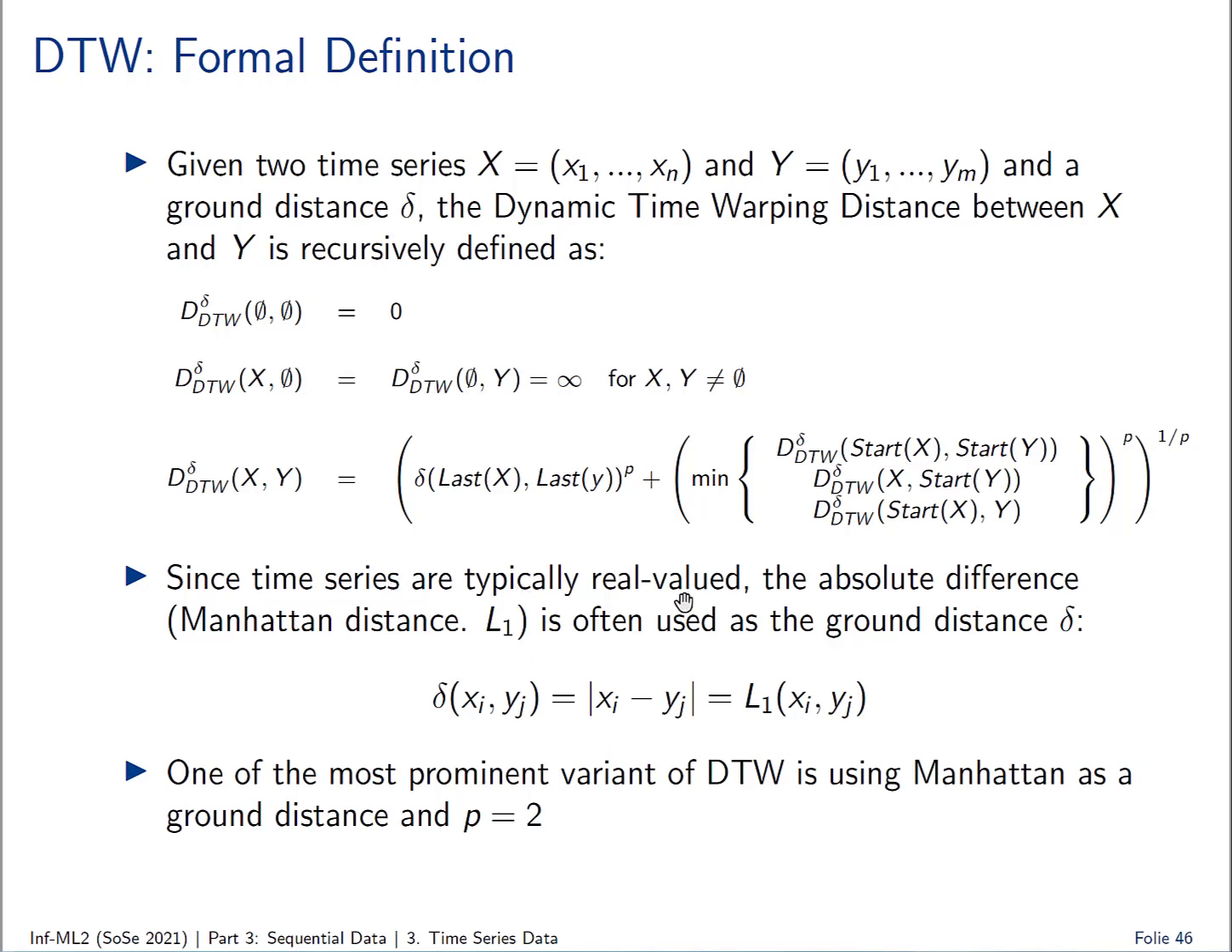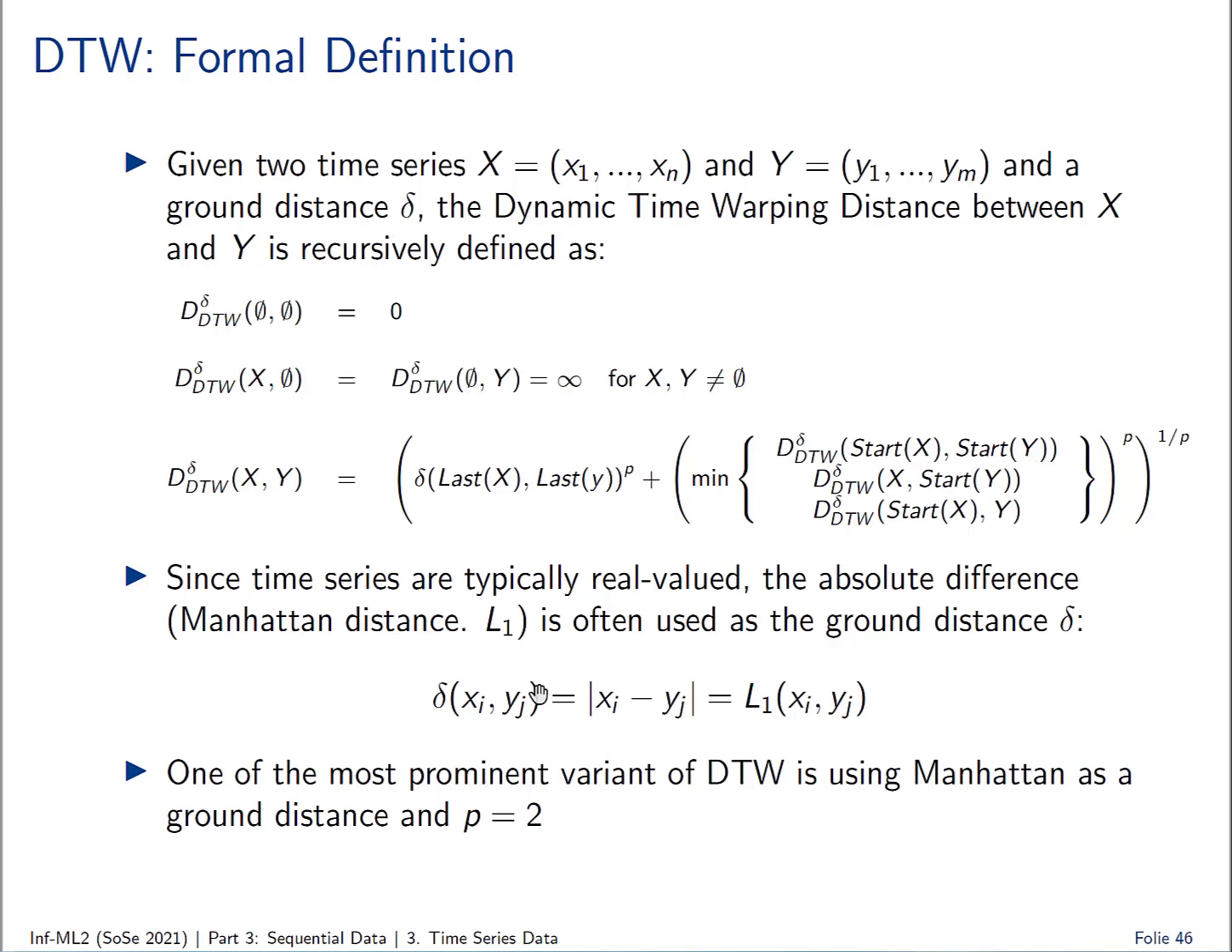So time series are typically real valued, so the absolute distance is often used as a ground distance. So the Manhattan distance, like this one here, is just used here for the ground distance. So the ground distance is very often just last x minus last y in absolute value, and then plus the minimum of the recursive calls.